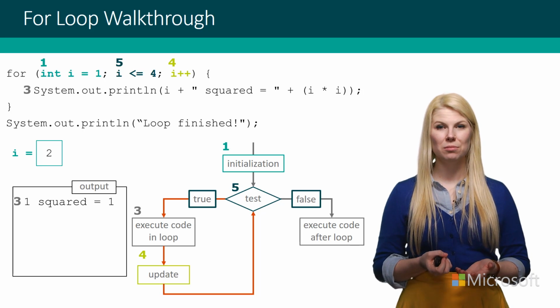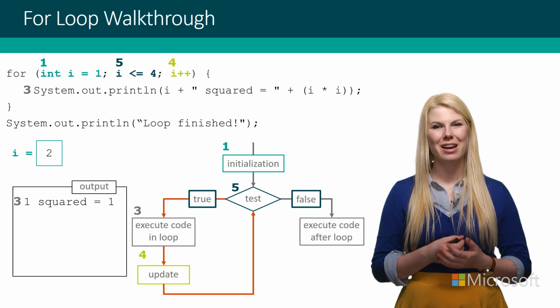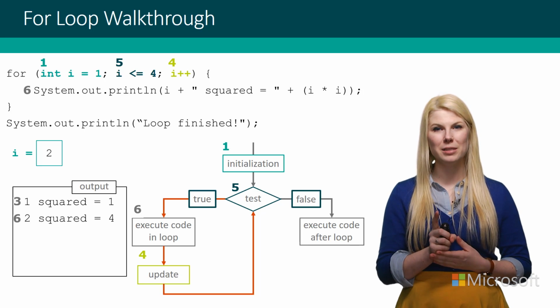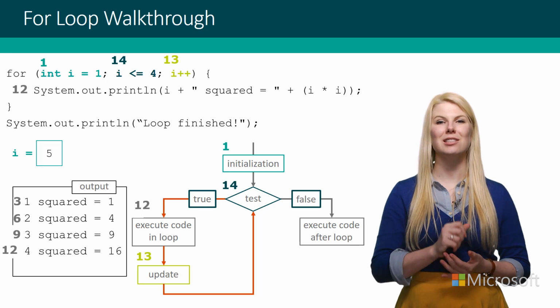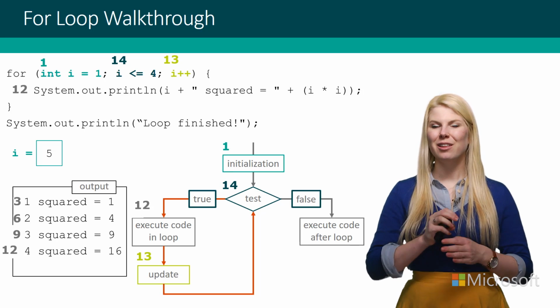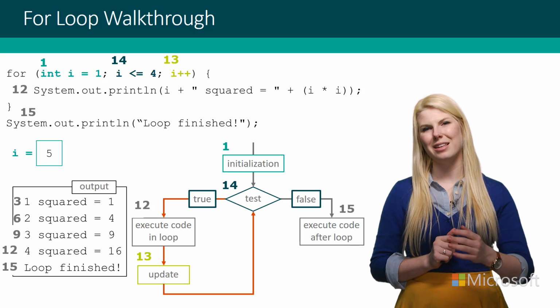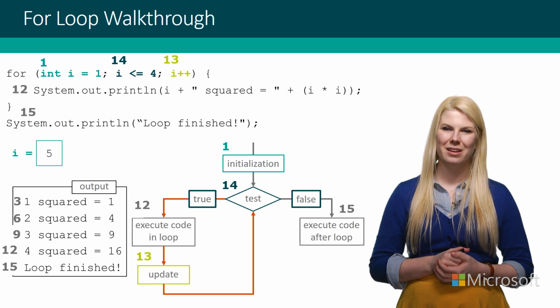Is the test still true? Great, keep going. And it's going to keep doing that over and over again until finally that update makes it such that that test is false. Then the code finishes the loop and moves on to the line of code immediately following the curly brace.